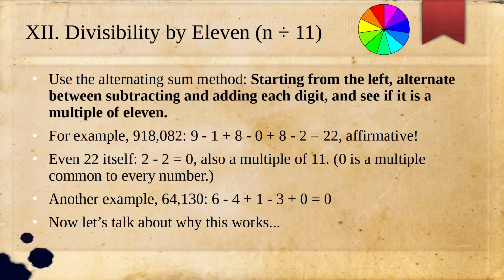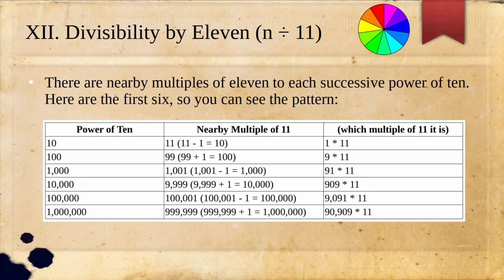Another example, 64,130. 6 minus 4 plus 1 minus 3 plus 0 equals 0, also a multiple of 11. Now let's talk about why this works. The reason this works is because there are nearby multiples of 11 to each successive power of 10.